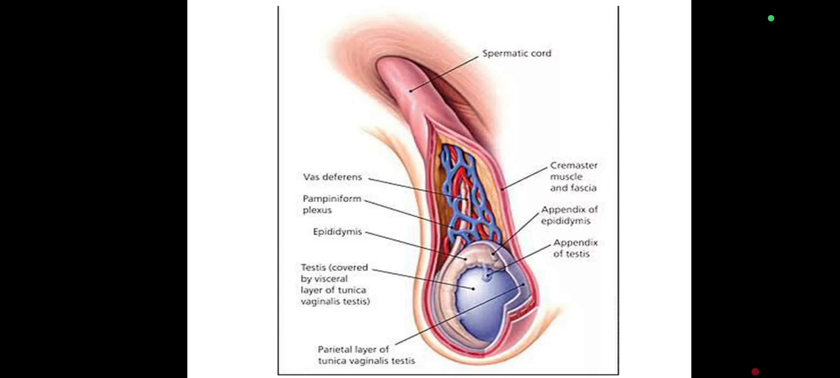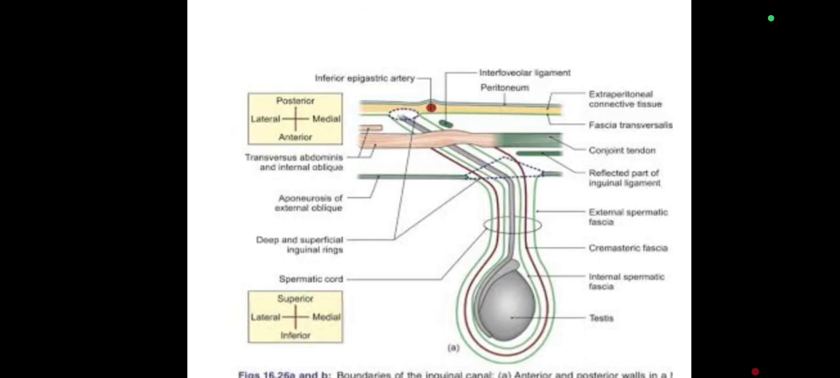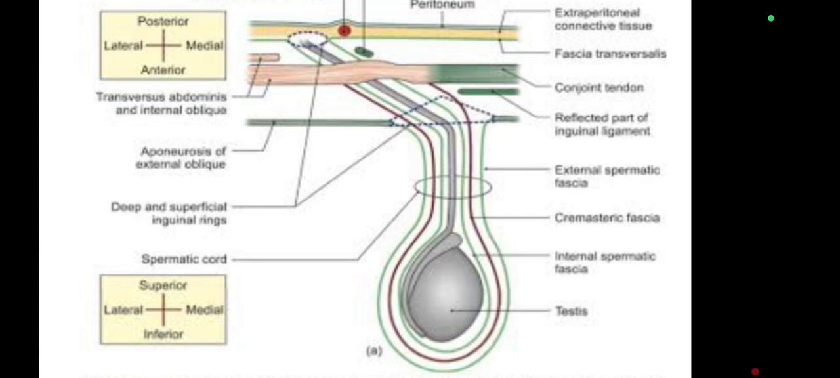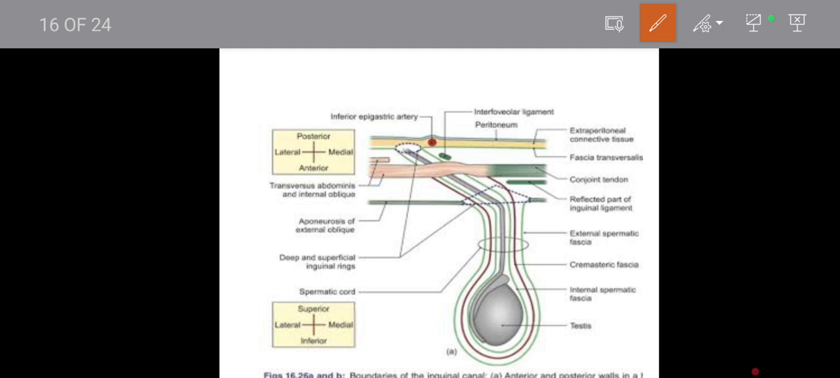Now spermatic cord. Spermatic cord is situated in the inguinal canal. It is only for the male sex. So layers of the coverings of the spermatic cord. So this is the testis, this is internal spermatic fascia which developed from transversalis fascia, then cremasteric fascia which develops from the internal oblique muscle, then external spermatic fascia which developed from the external oblique muscle.